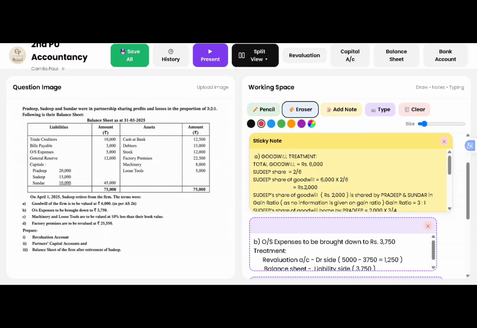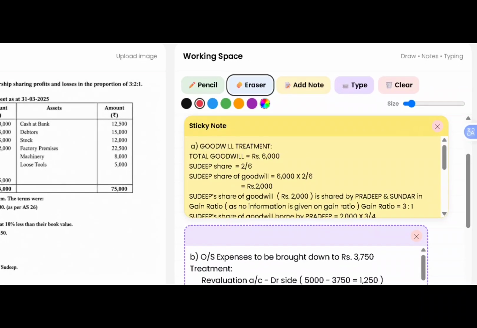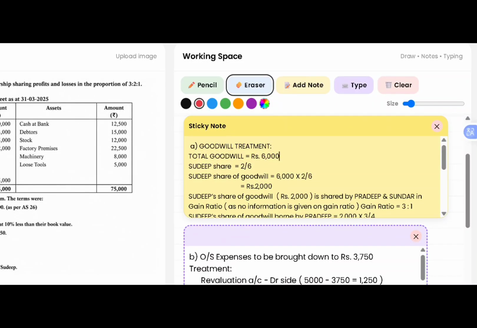Next we have the goodwill treatment. Now here the goodwill of the firm is given as rupees 6,000. That is the total goodwill of the firm. Now since Sudeep is retiring, we have to find out Sudeep's share, that is 2/6. So therefore Sudeep's share of goodwill will be 6,000 into 2/6, that will be 2,000. In the previous video, we had already seen how to treat the goodwill under retirement as per AS 26. So here, Sudeep's share of goodwill, rupees 2,000, is shared by Pradeep and Sundar in the gain ratio.